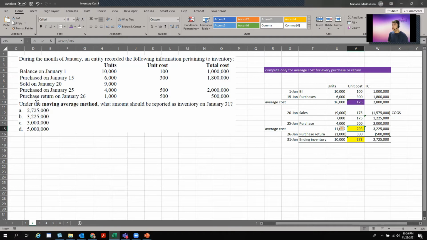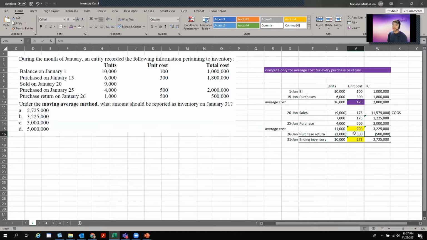293. And then on January 26, nagkaroon daw tayo ng purchase return. Remember, class, under the moving average method, we are required to compute for the average cost every time there is purchase return or purchase made. Okay, so kung meron purchase return na 1,000, magkano daw yung valuation? So that's 500. So that's 500,000. So 11,000 less 1,000, so that would be 10,000 units. And this represents the ending inventory.